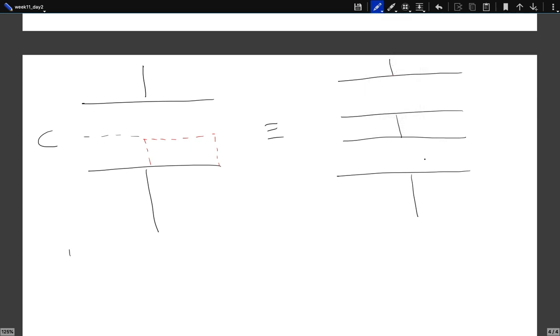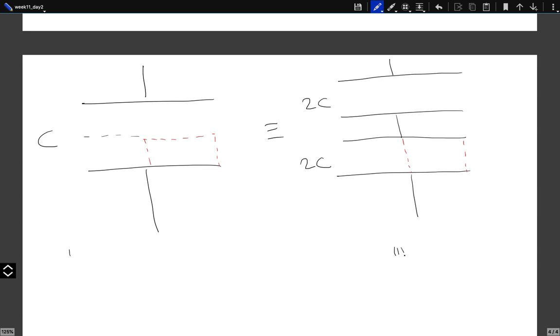And eventually the dielectric will be inserted over here. And what is the capacitance of the upper capacitor? This one? It is basically the same capacitor with the separation reduced by a factor of 2. It's 2C. Sorry. This has capacitance 2C. This has capacitance 2C. Do you agree?